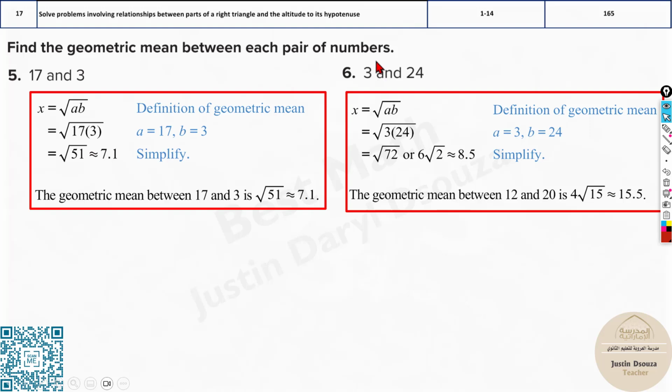Now, they have not told you to round off to the nearest tenth. It depends on the options. When you get the answer, just see which is the closest answer. If it is 6 root 2, choose that as the answer, or else if it's 8.5, choose that as the answer.